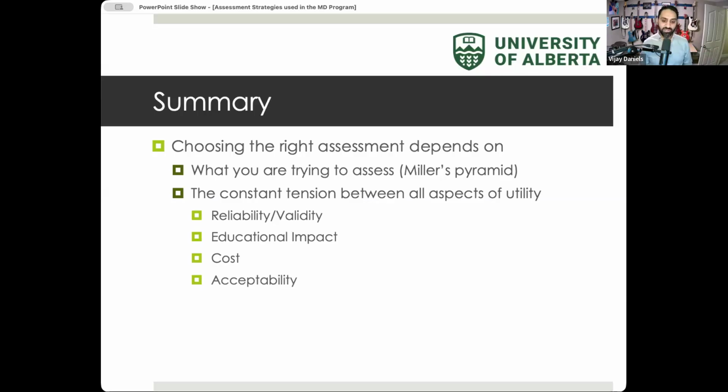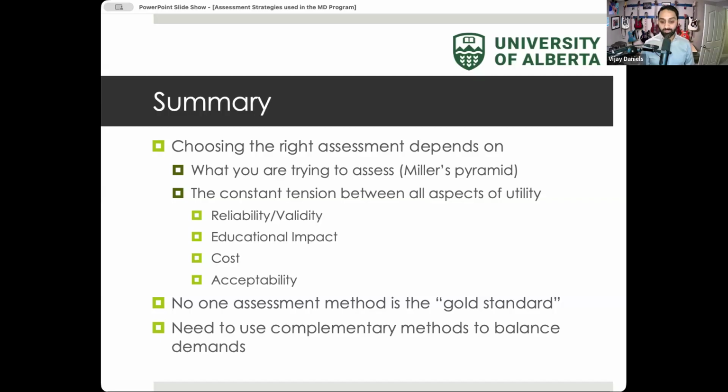So there is no one assessment method that is the gold standard. It is really considering the context. What are you trying to do with this assessment? That has to be the first question whenever someone says, I think we need to introduce a new assessment. What are you trying to do? What is missing? And then thinking about all of this, you do need to use complementary methods to balance those demands, but the balance between MCQs, OSCEs, orals, and workplace-based assessment is going to shift very heavily. In pre-clerkship, we're on one end, and in clerkship, we're sort of moving towards more OSCEs and more workplace-based, and in residency, it's going to be heavily workplace-based assessment.